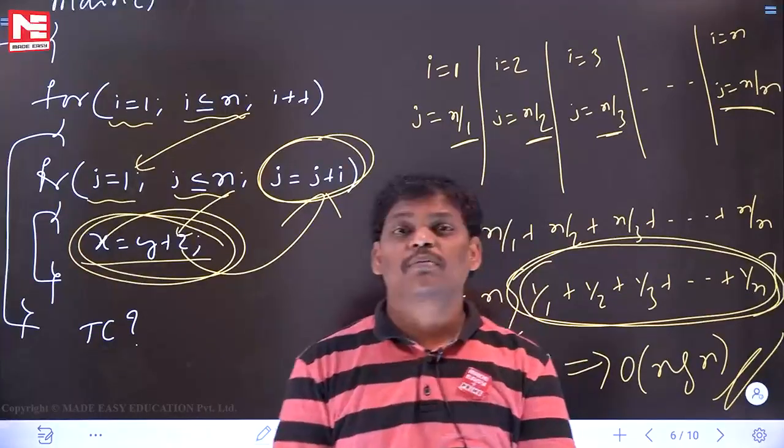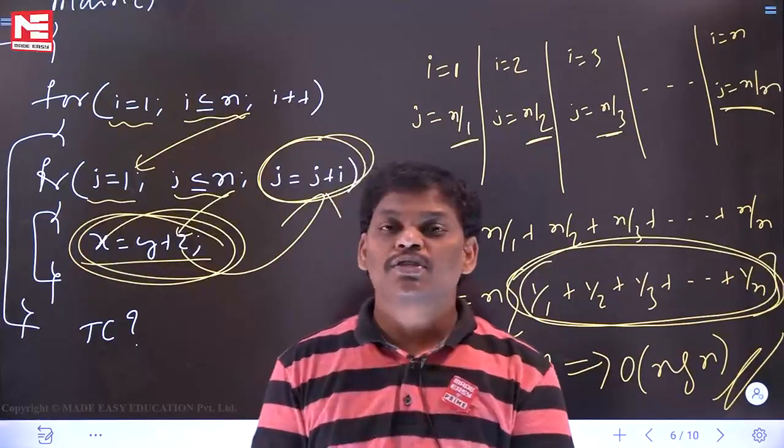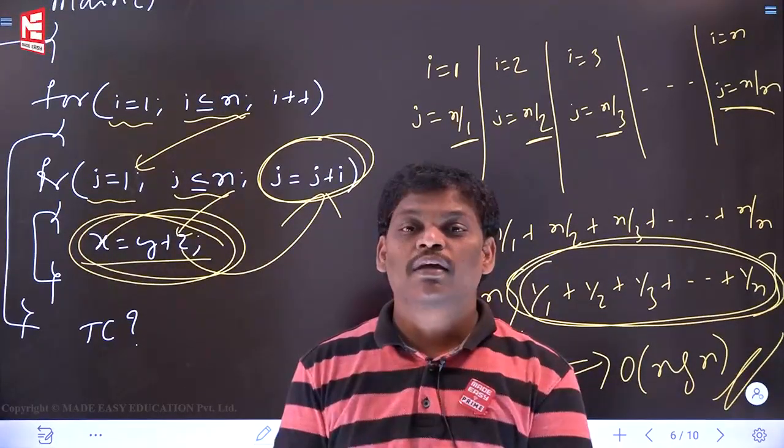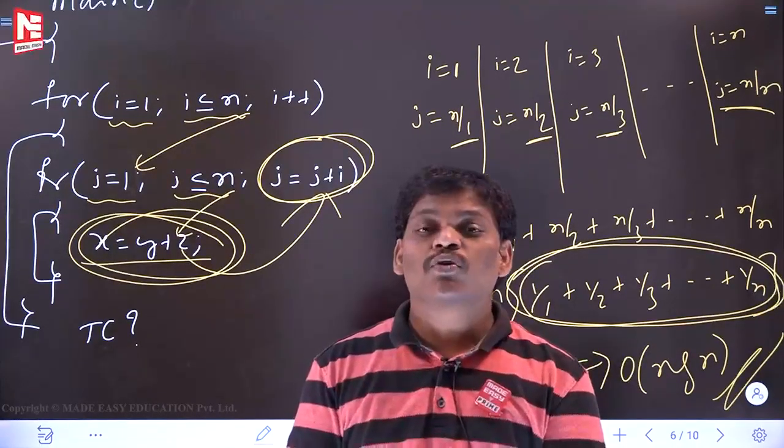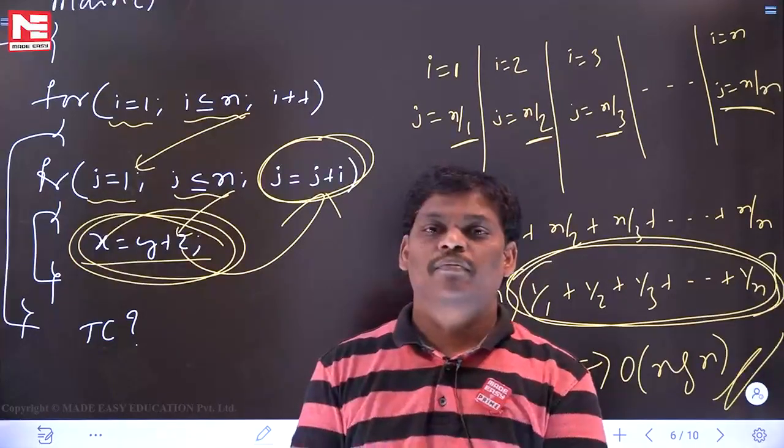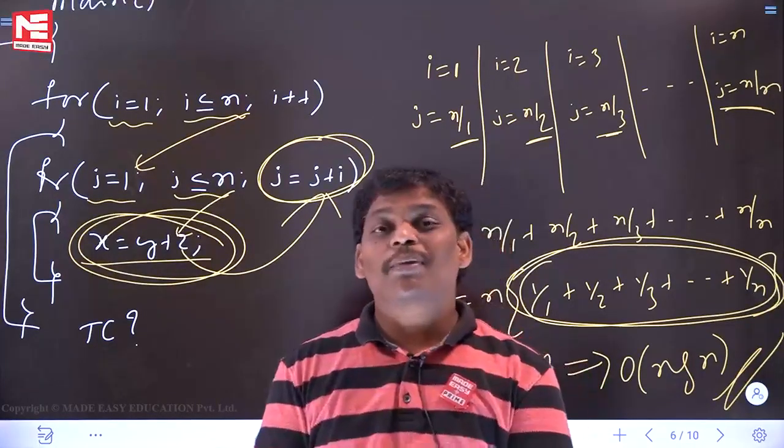Normally the inner loop should be multiplied, but I am not multiplying in this problem. What is the reason? The I loop runs n times, but the J loop does not run n times. The J loop runs n by I times, because each time J is going on plus I.